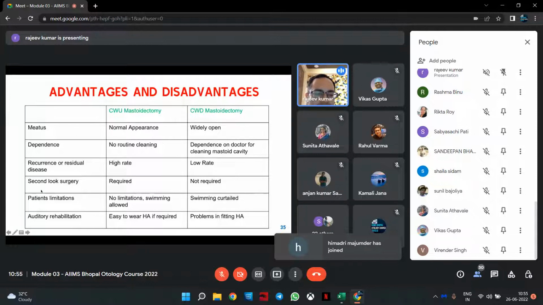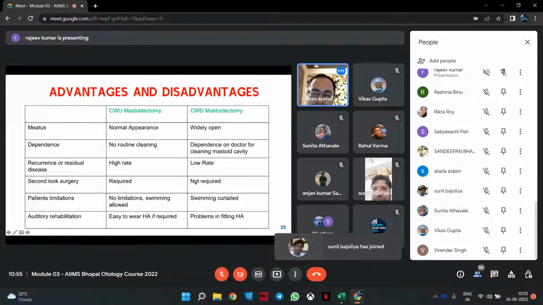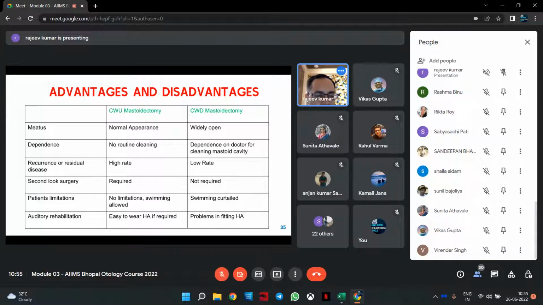Because we are worried that we might have left some disease, there is always a need for second look surgery in canal wall up, but not in canal wall down mastoidectomy, as we are always inspecting the cavity. Some people do the second look within 6 months, some after 1 year, and we can do diffusion weighted MRI also if you want to avoid the second look surgery in the beginning. But eventually it is desired by most surgeons to have a second look.